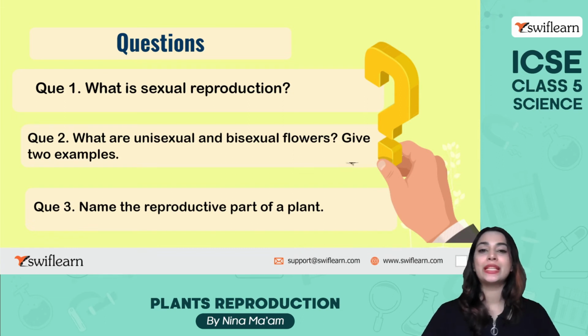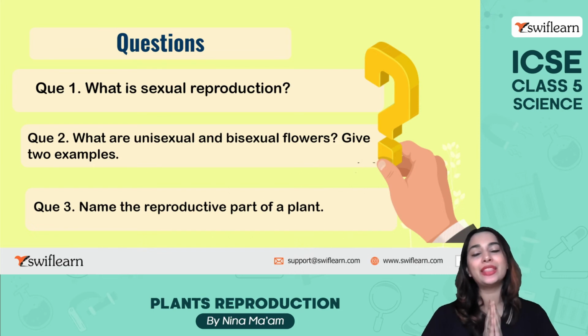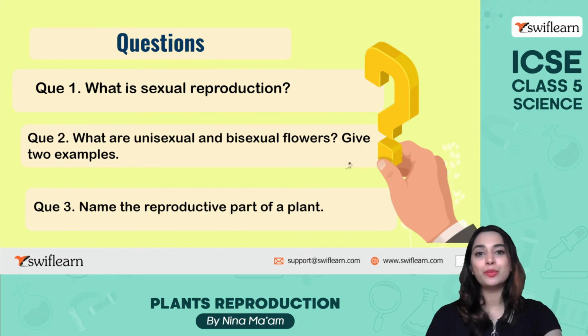And what is the example for a bisexual flower? It's a sunflower. So name the reproductive part of a plant. What is the reproductive part of a plant? Do you remember? Please find the answer yourself. I think you can do it. Let's revise one more time and you will get the answer. And please comment this answer in the chat box.